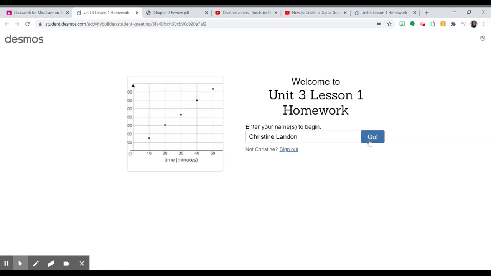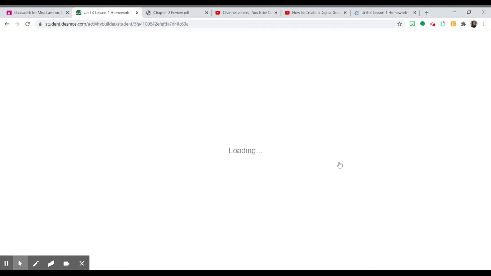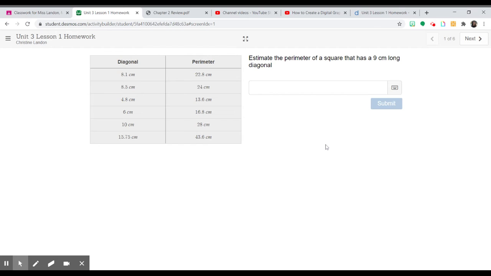So I'm going to go over Unit 3, Lesson 1 homework. It says, estimate the perimeter of a square that has a 9 centimeter long diagonal.